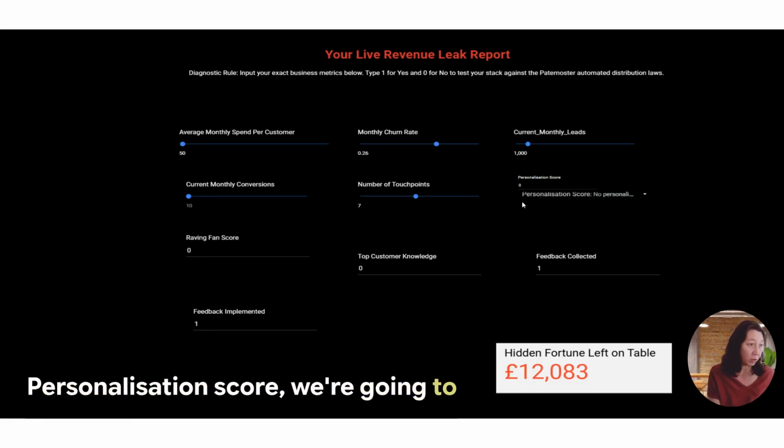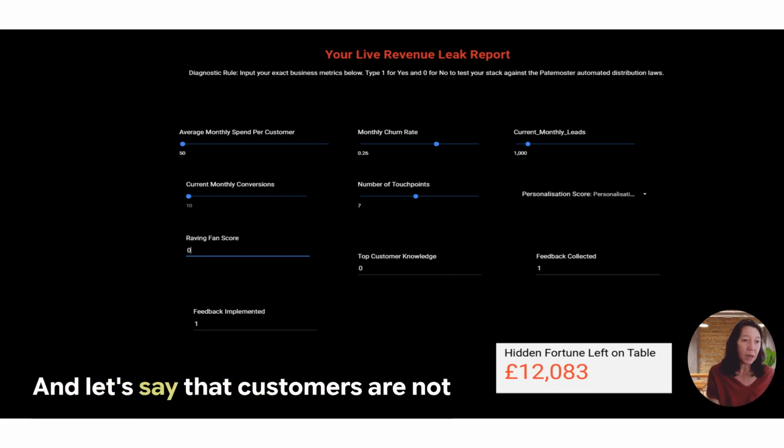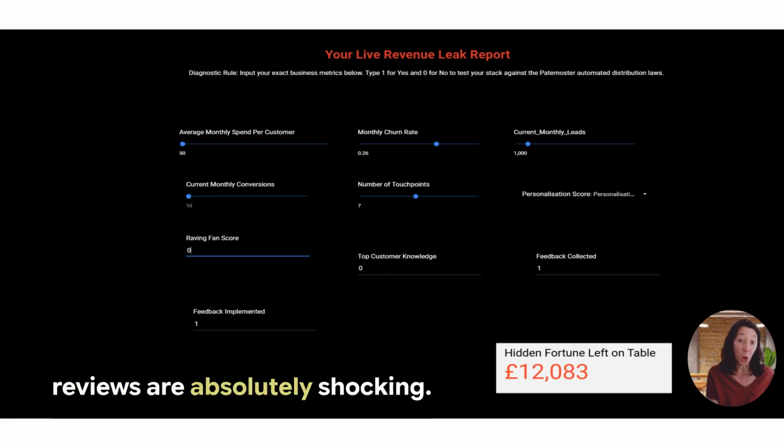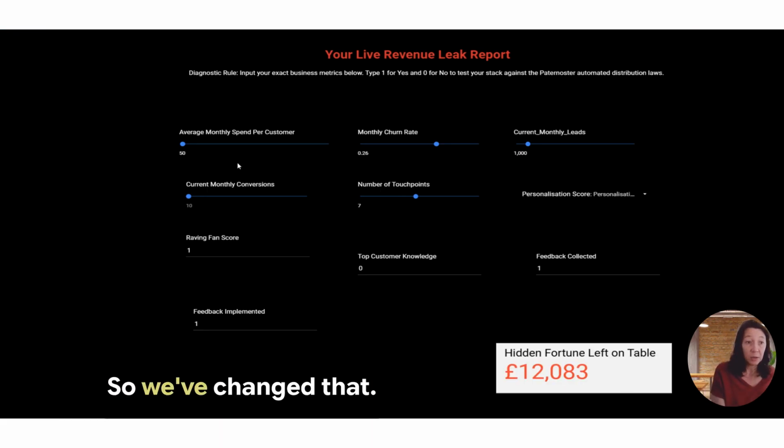Personal score, we're going to change it to 1. See if we can clear some more money for you. And we did. We absolutely did. And let's say that customers are not recommending you. And I do see that quite a lot with SaaS businesses, that the customer service reviews are absolutely shocking. So let's change that to 1, and you're improving your reputation. There you go. So we've changed that.